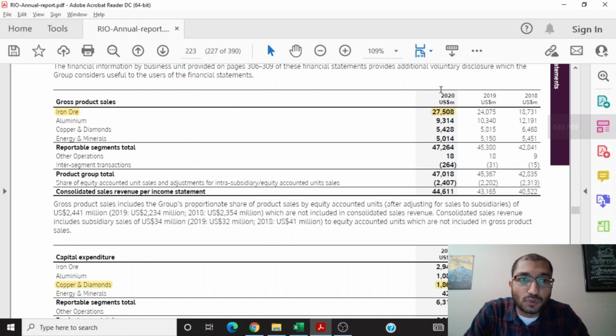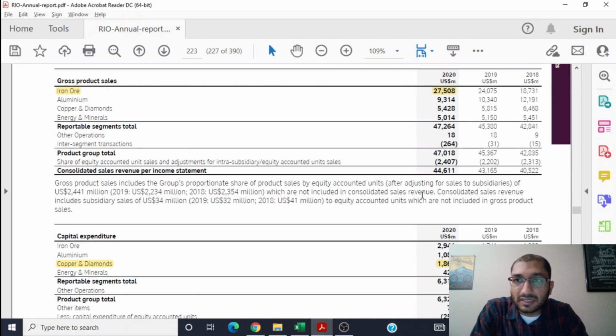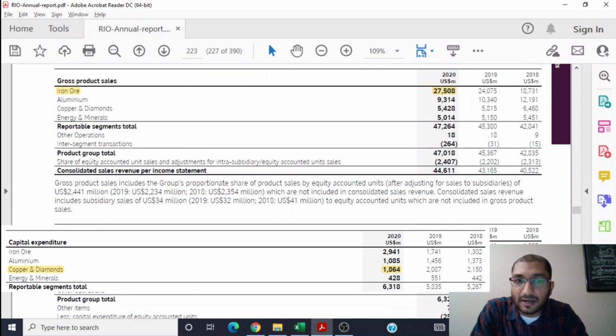Now let's look at the gross product sales across these four operating segments. We can see that for the year 2020, the iron ore segment brought in more than half of the company's total reportable sales. When we look at the company's capital expenditure, we can see that the iron ore segment was the most expensive, and that makes sense since that's the biggest money maker for the company, so it spends the most dollar amount on the iron ore segment.